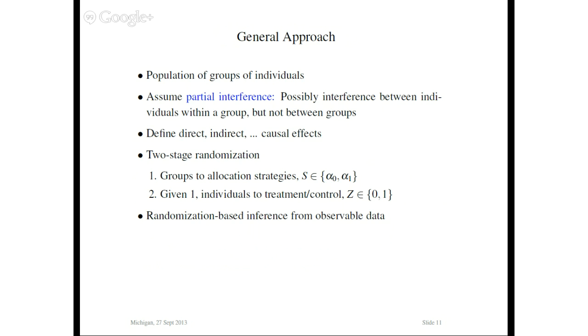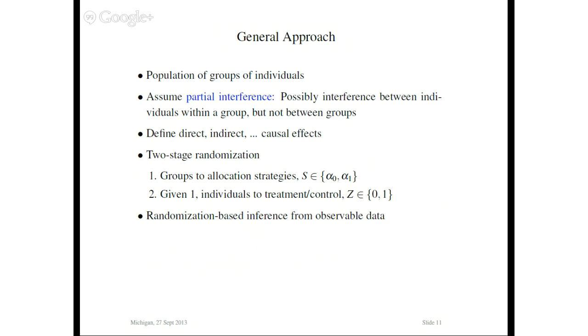So you can partition people up into groups. So these are like baris that are sufficiently separated geographically. We're not worried about interference between individuals in different baris. Or maybe these are schools that are sufficiently separated geographically. So we'll make that assumption throughout, and then we'll define formally these different causal effects.